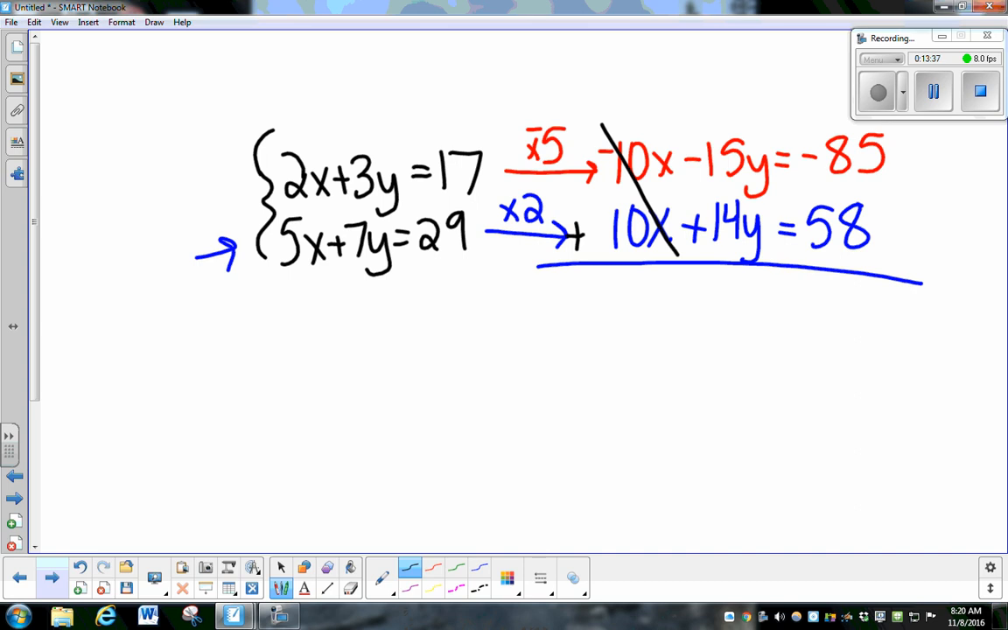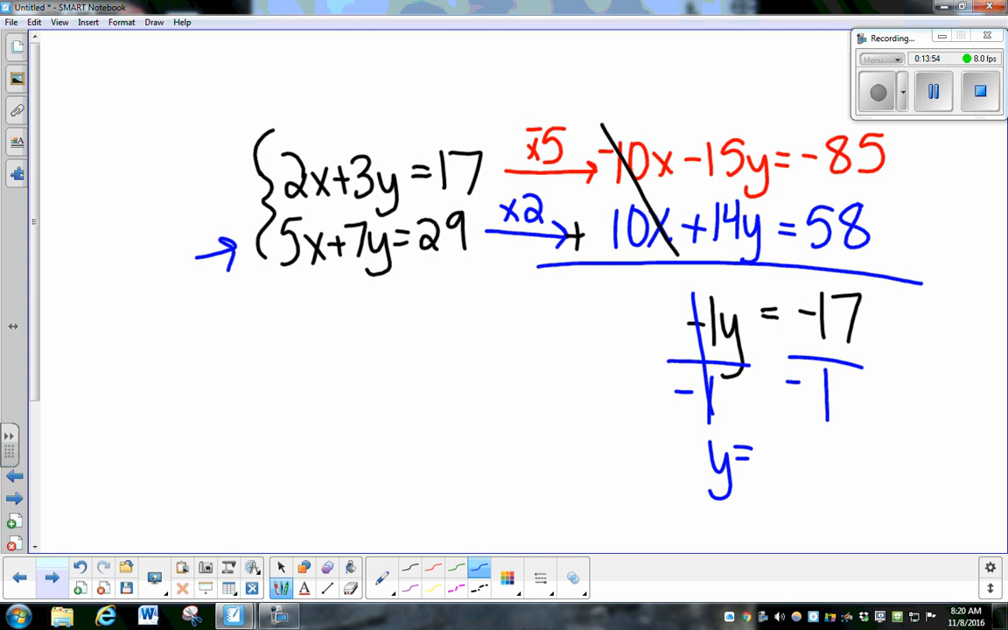And now let's add the rest of it up. So negative 15y plus 14y is negative 1y. And negative 85 plus 58 is negative 27. Then we just need to divide that by negative 1. So we know that y equals positive 27. I'm just not realizing that I didn't finish this on my paper, so this is going to be a good test of my math skills here. All right, so let's go ahead and plug that into one of our equations, and we'll be able to figure out what x is.